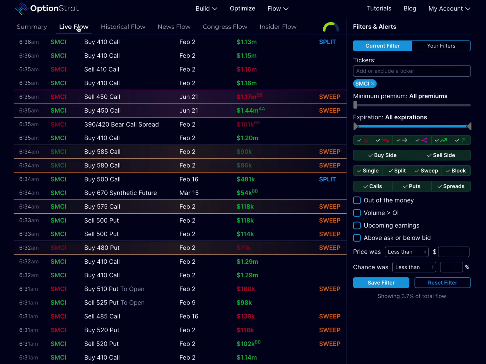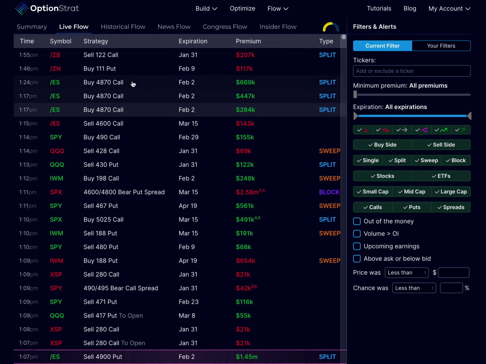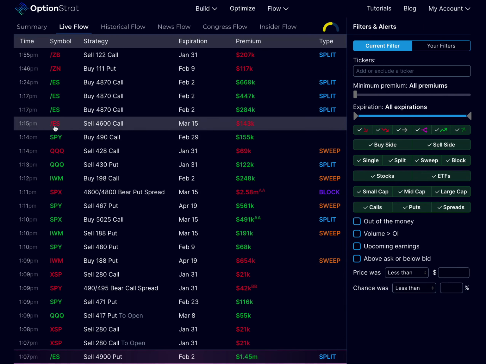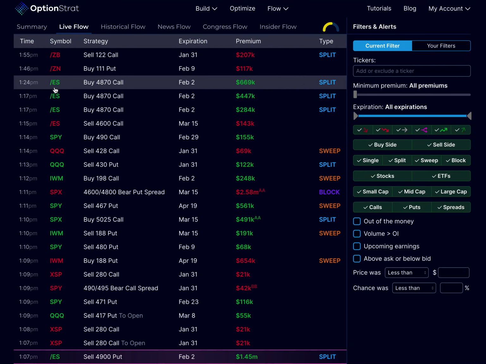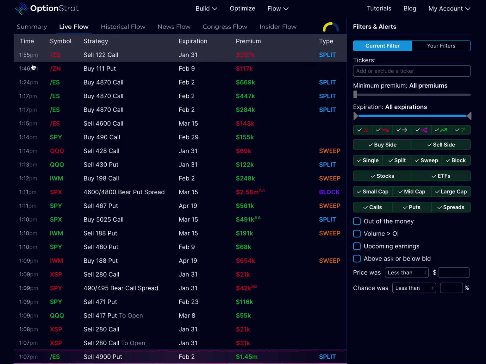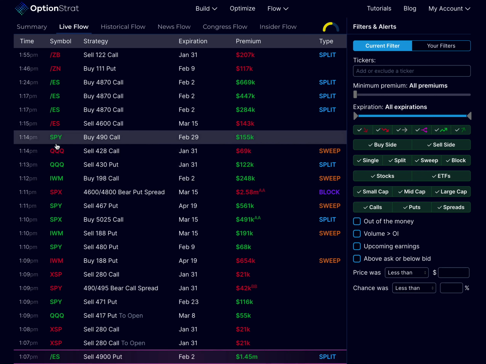Now, I should also point out that I can filter and set up alerts for almost anything over here. So this is all SMCI, but maybe I just want to look at the flow of all trades. Right now, we're getting a lot of ES and ZN and ZB, which are bonds, and S&P, because we're after hours. I am in California. We're seeing trades going off at 146, 155. Our market here closed at 1 o'clock, so it's the futures that trade pretty much around the clock. And of course, some of the ETFs trade after hours too.